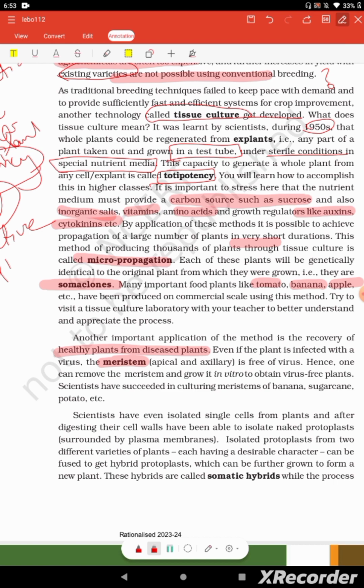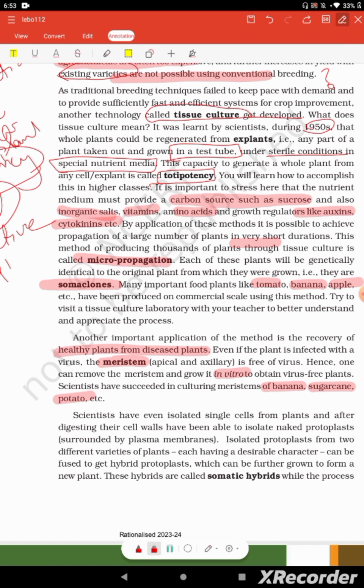One can remove the meristem and grow it in vitro. In vitro means in the lab, obtaining virus-free plants. Scientists have succeeded in doing so in the case of banana, sugarcane and potato plants. There are many plants which have been explored with this technology.